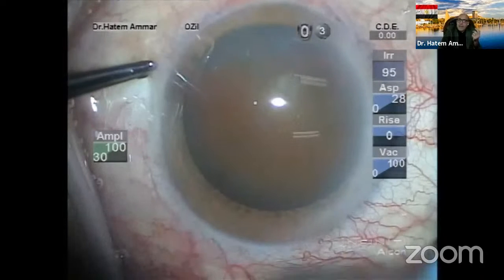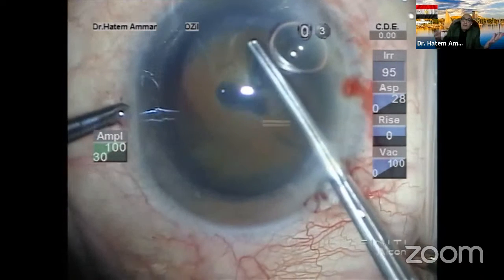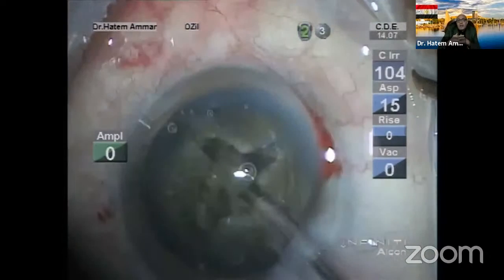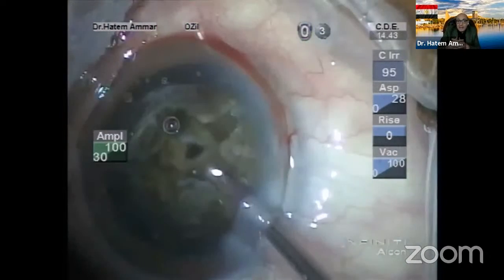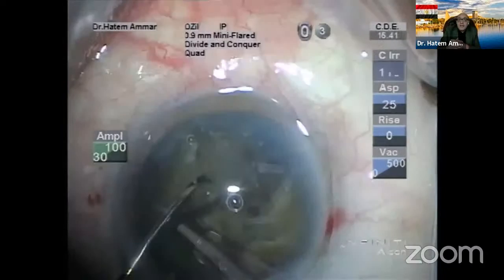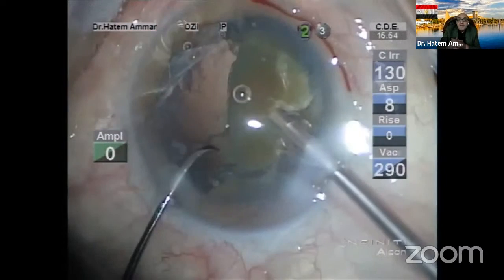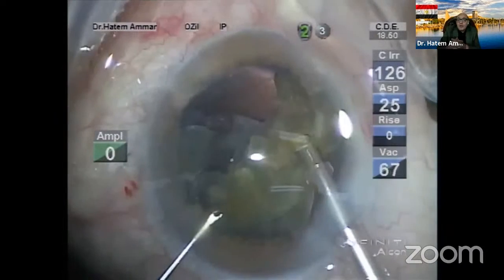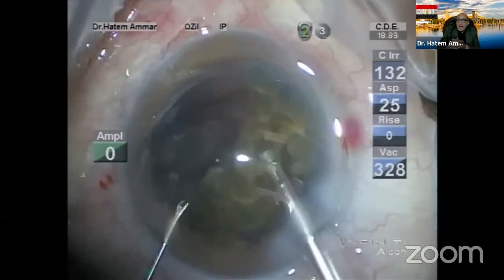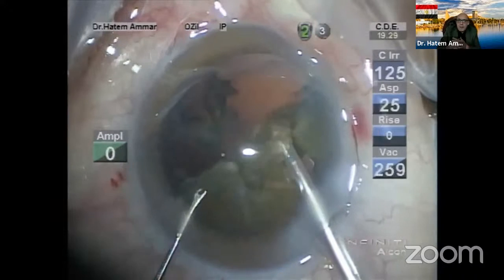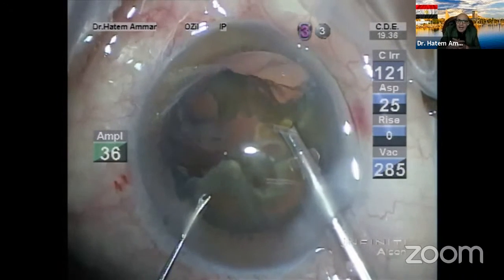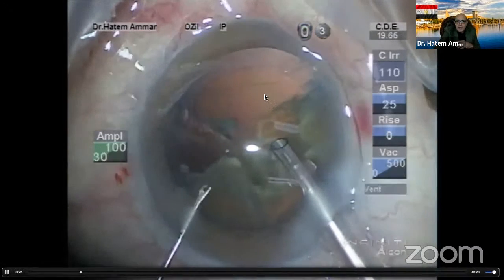capsule. This is a brown to black cataract. It is everyday practice in Upper Egypt, the area where I do my practice. After doing the divide and conquer technique, fracture the nucleus into 2 halves. Now I want to emulsify the first half. I feel everything is okay, no problem. A little bit hard, but no problem. But now, what's going on here?